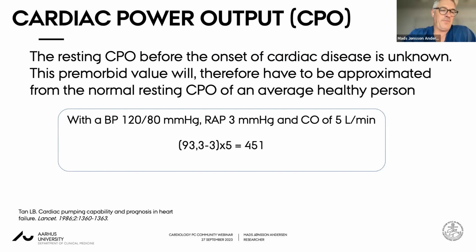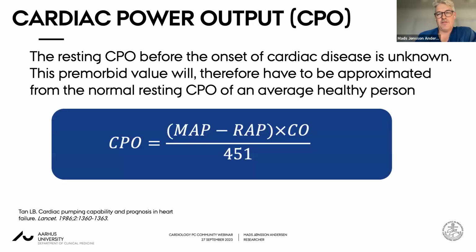So he would have the mean arterial pressure, which is 93.3, minus 3, the right atrial pressure, times 5, the cardiac output. And he arrived at a cardiac power output for an average healthy person of 451. So he normalized the CPO to this number. So the final equation was the mean arterial pressure minus right atrial pressure times cardiac output divided by 451.